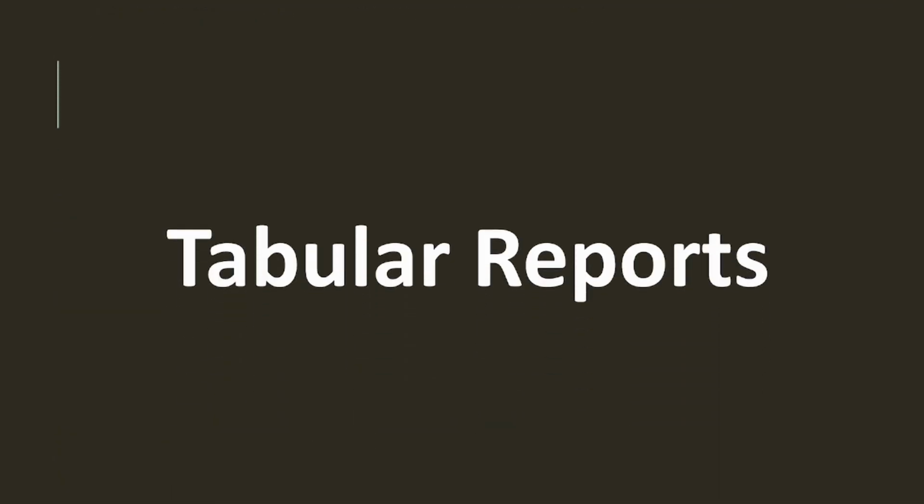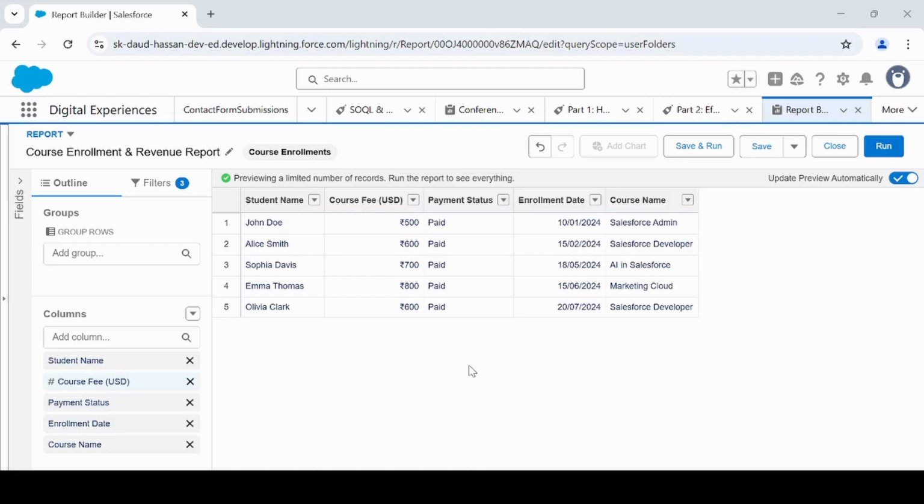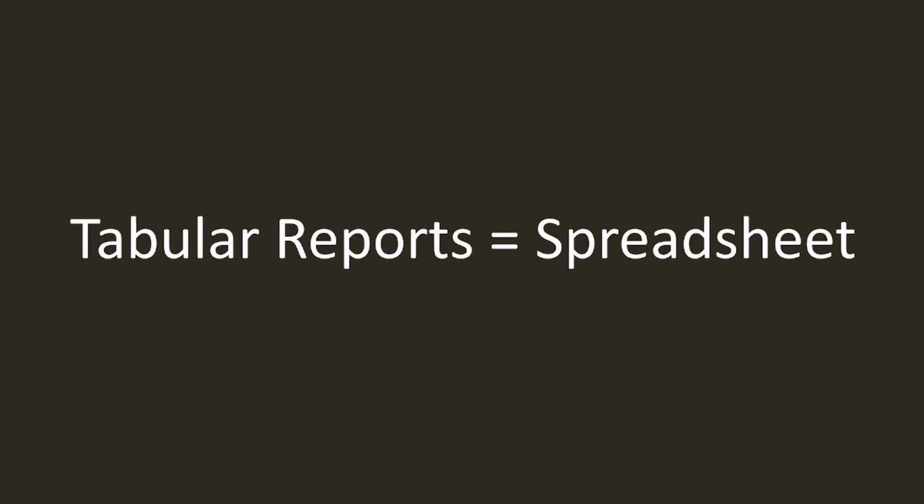Tabular report. Tabular reports are the simplest and the fastest way to view data. Think of them as a spreadsheet with rows and columns. They are best for creating lists. This is an example of a tabular report. As you can see, a list of students enrolled in specific courses. Just remember, think of them like spreadsheets.